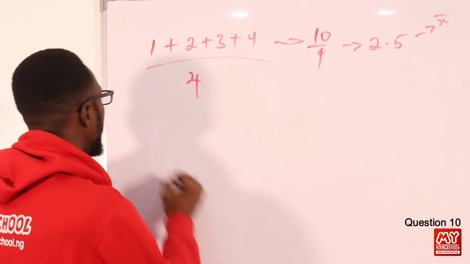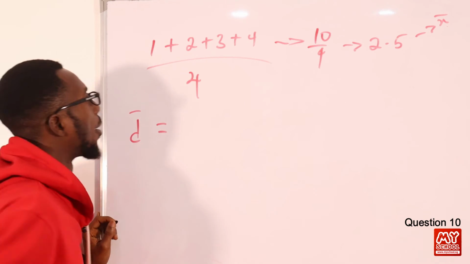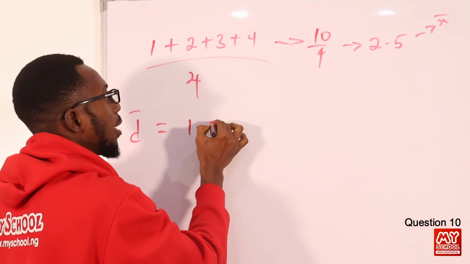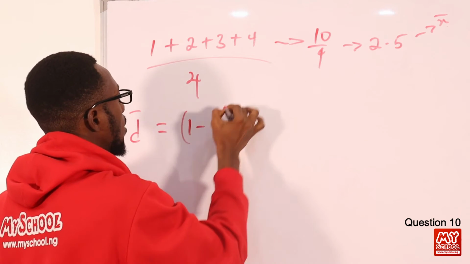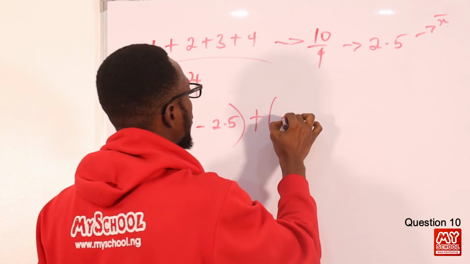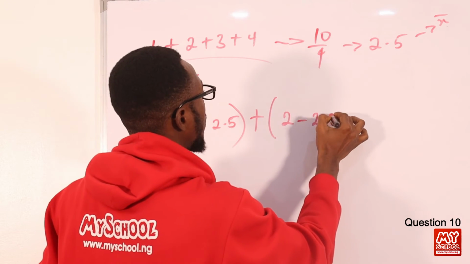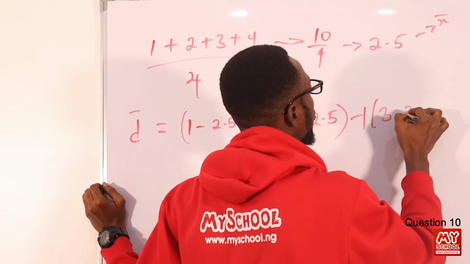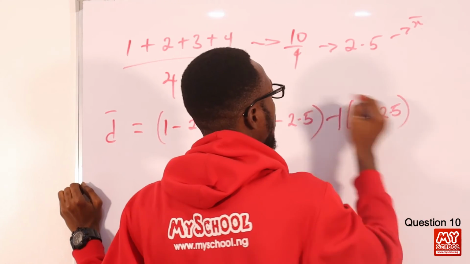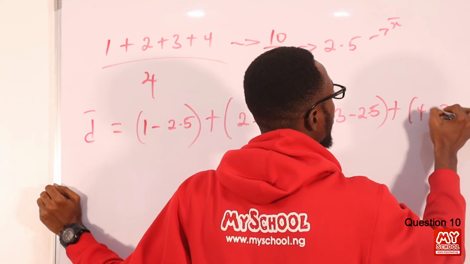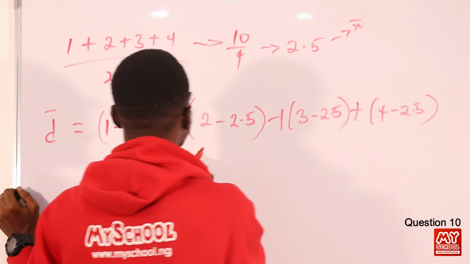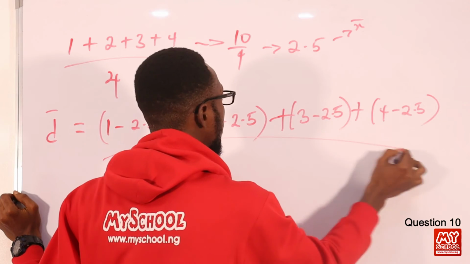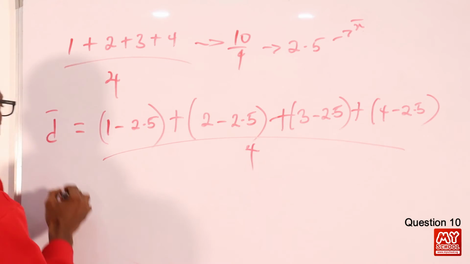So how do I find my mean deviation? It's very, very easy. I'll just take each value minus my mean. So 1 minus 2.5, isn't it? Then added to 2 minus 2.5, right? Added to 3 minus 2.5, right? Added to 4 minus 2.5. How many do we have? We have 1, 2, 3, 4. Of course you can use tables to do this. I'm just trying to save time.